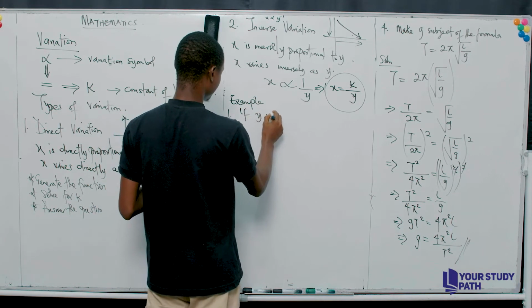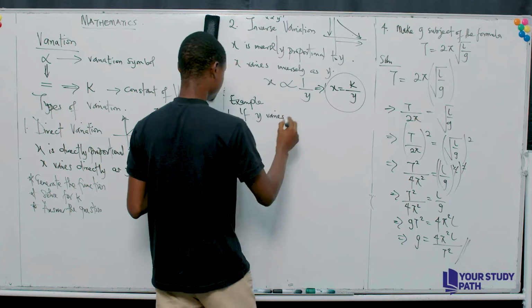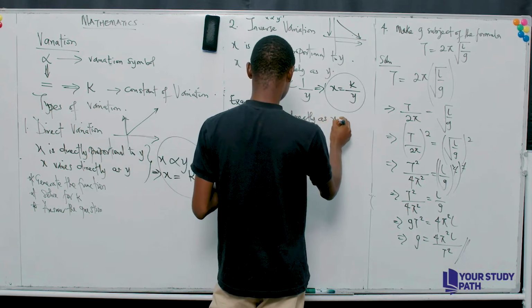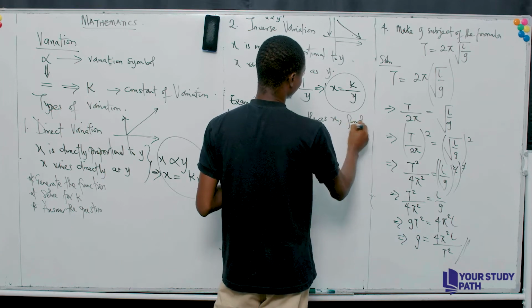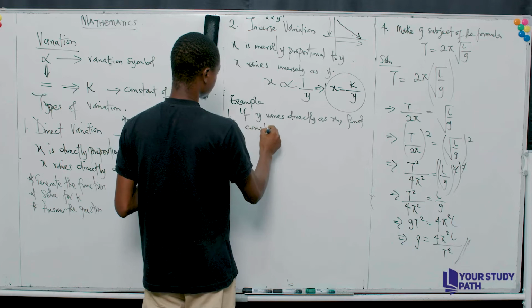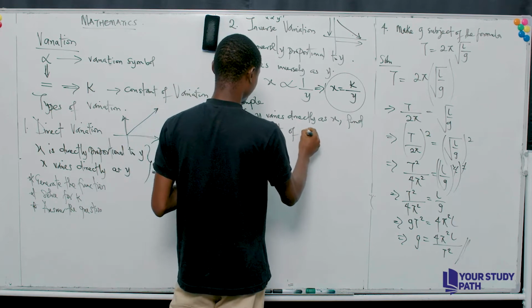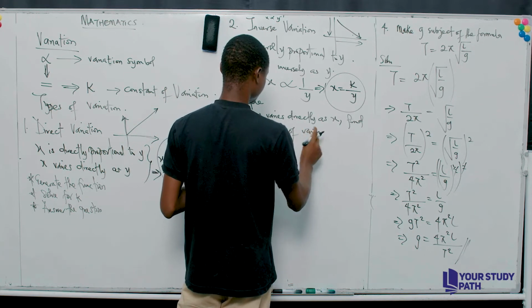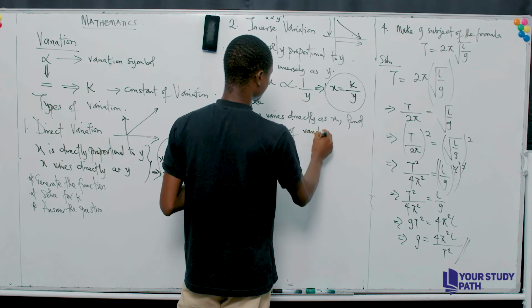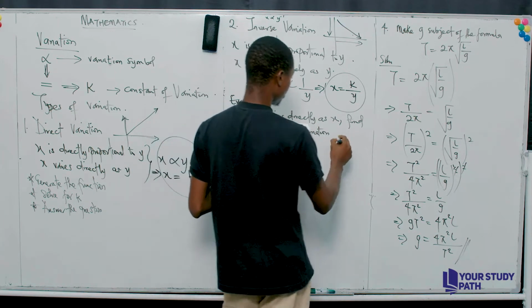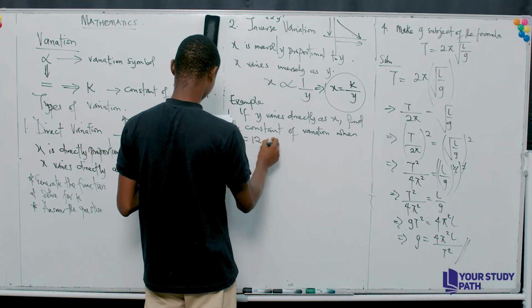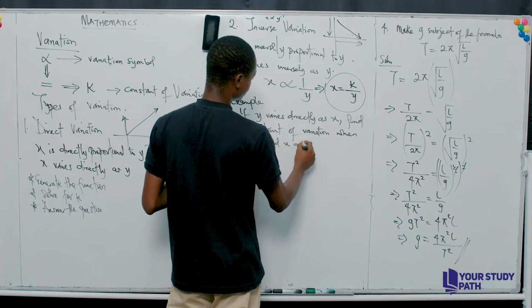If y varies directly as x, find the constant of variation when y is equal to 12 and x is equal to 4.